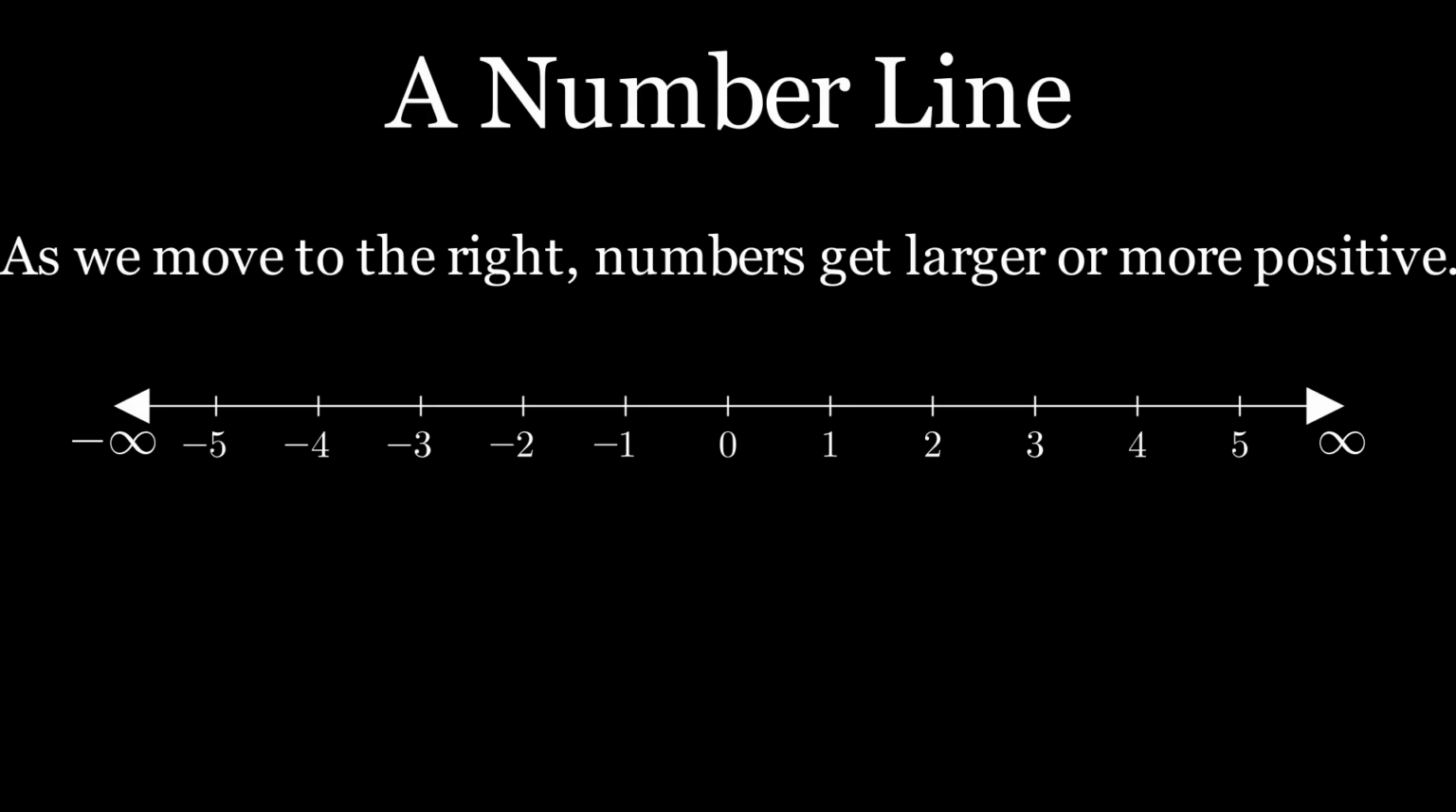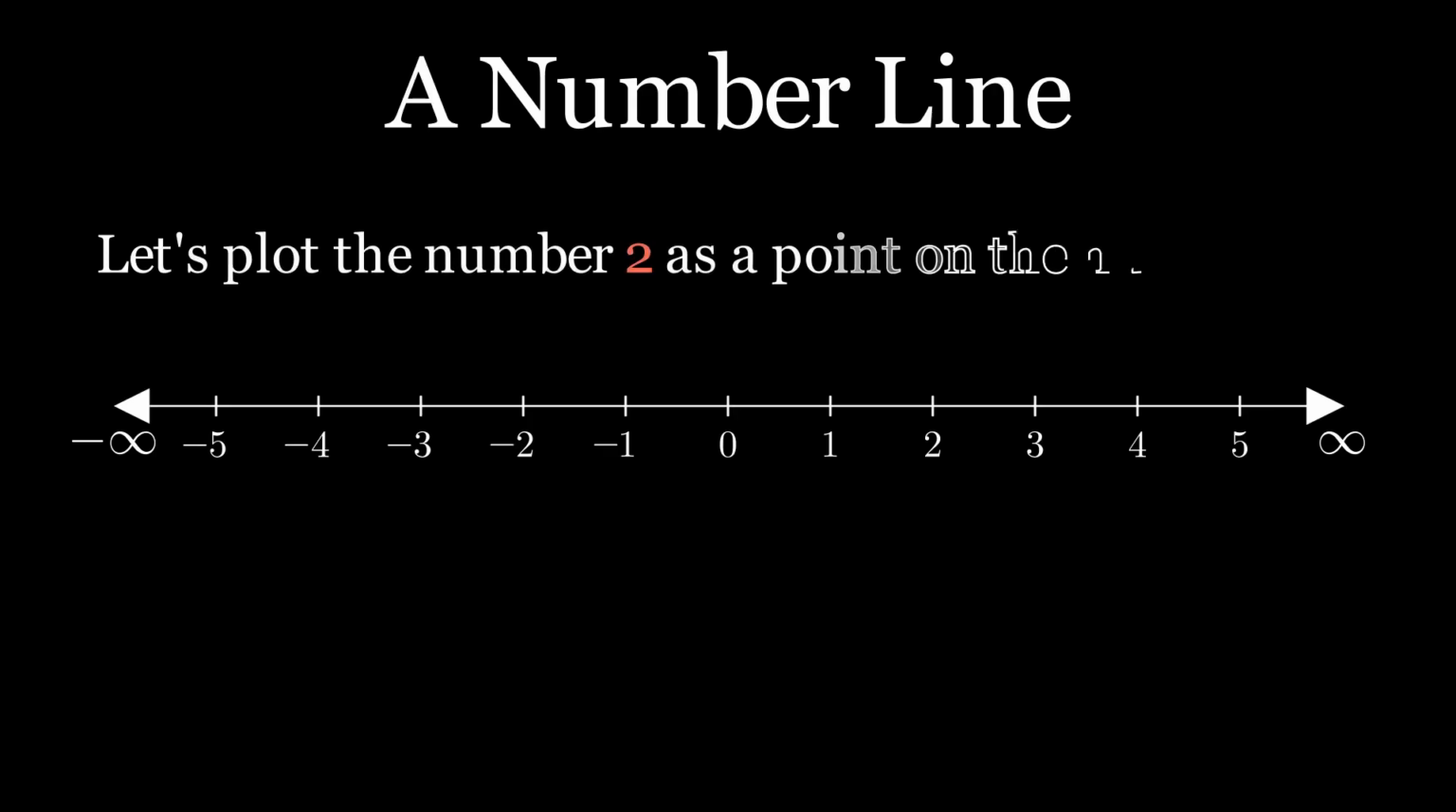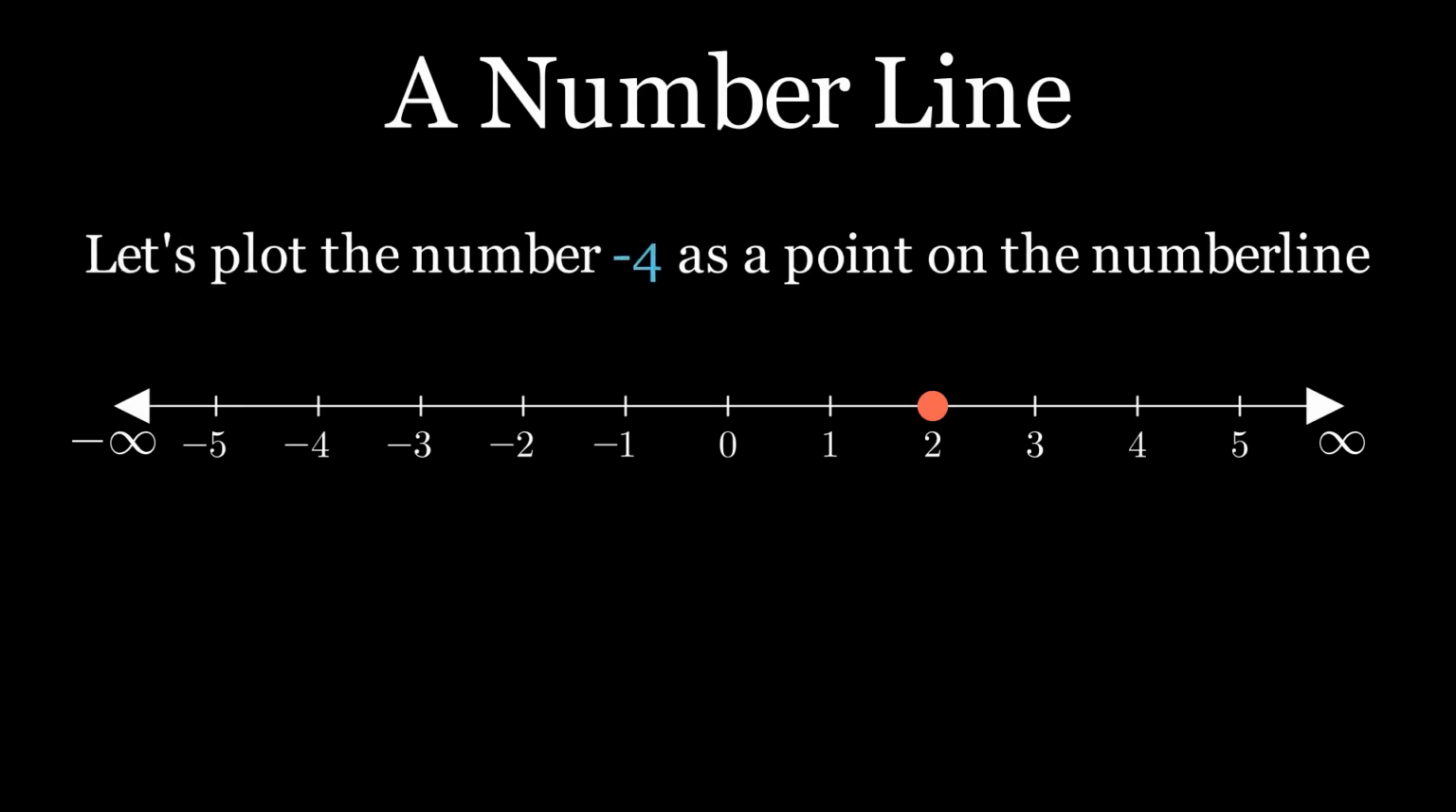A number line is one-dimensional, meaning we've got one type of movement, a left and right movement. So the number 2 would be plotted at the 2 hash mark. Or we can move over to the left and plot the number -4.